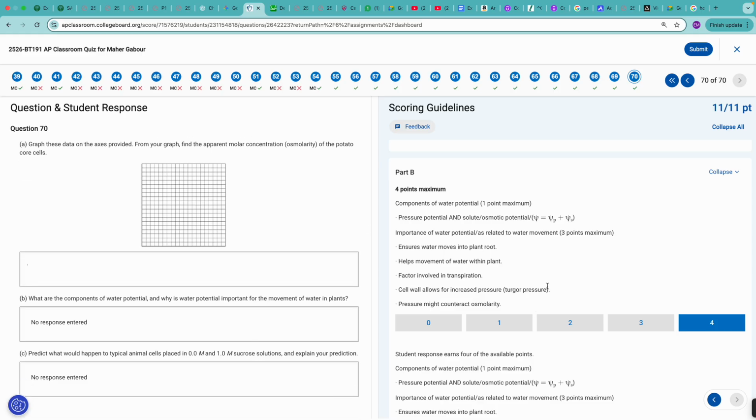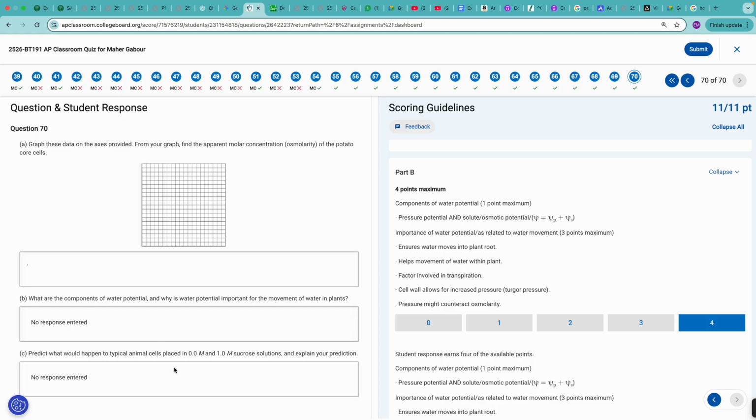So we know that the components of water potential are the pressure potential and the solute potential. Okay. The importance of water potential. You only get 1 point for saying that it's pressure potential and solute potential. So be very careful.